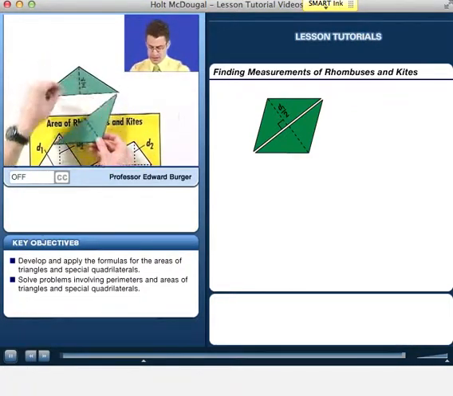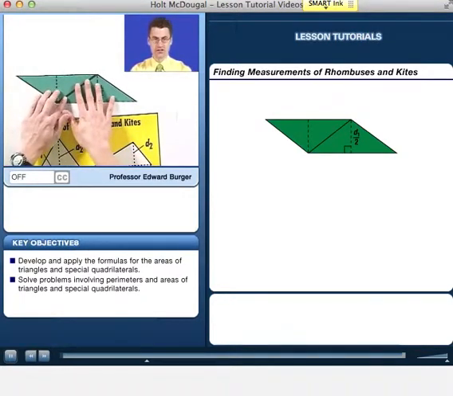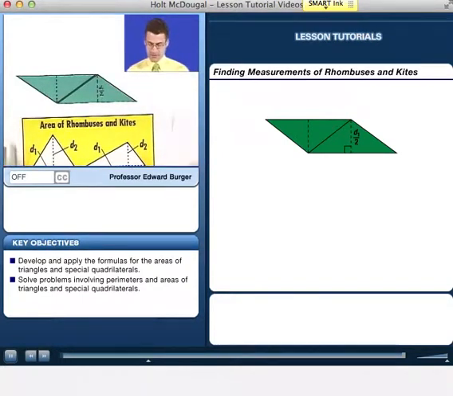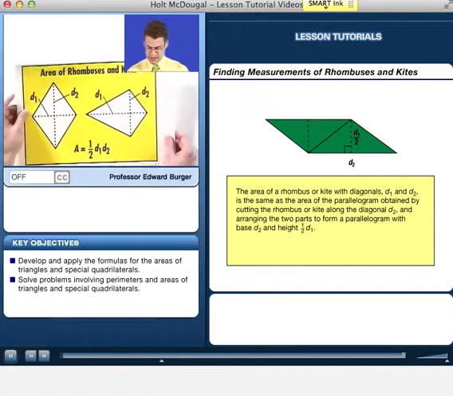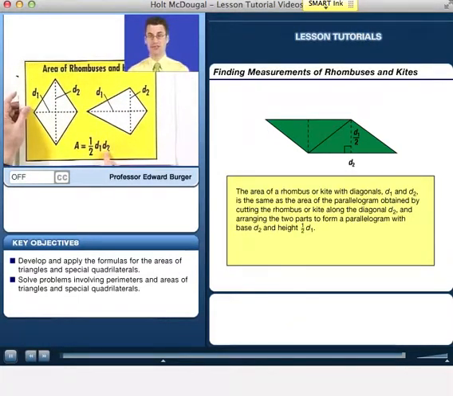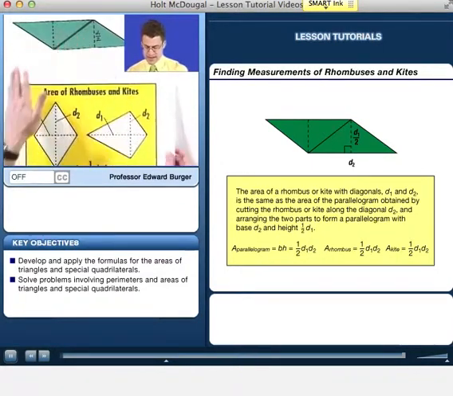If I put one here and put one here, what shape do I produce? I produce a perfect parallelogram. But now it's a parallelogram where I know that the base length is D2 and the perpendicular height is D1 divided by 2. So we know what the area is. It's going to be base times height. So it's going to be D1 divided by 2 times D2, which is exactly 1/2 D1 times D2. So there's the formula. Nothing to it. It's literally as easy as that.